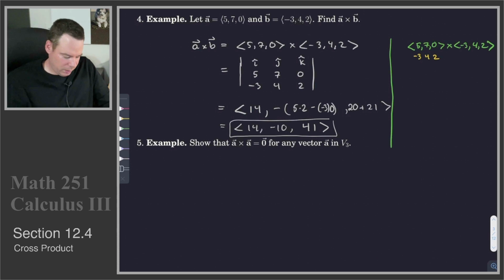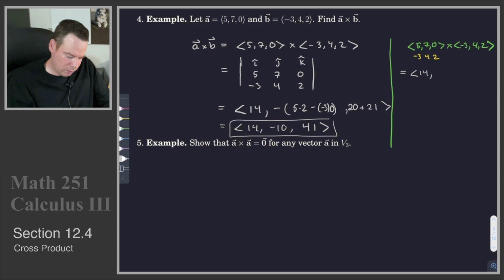And then we go ahead and compute the cross product by doing exactly the same process. I say I want the first component, so I ignore that first entry of each of them, and I only work on the second and the third entries. I go at 7 times 2 minus 4 times 0. That's 14.